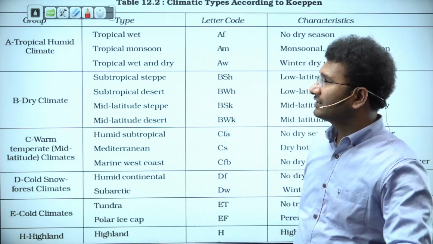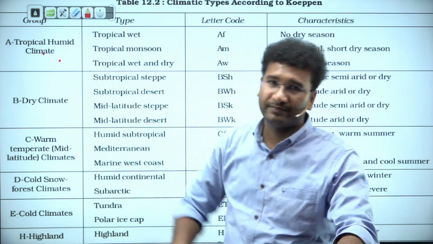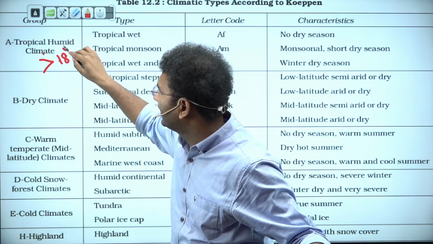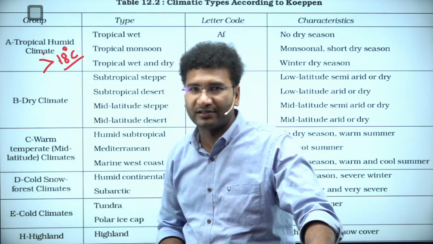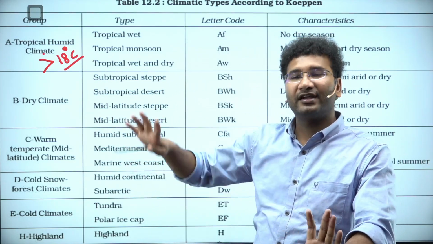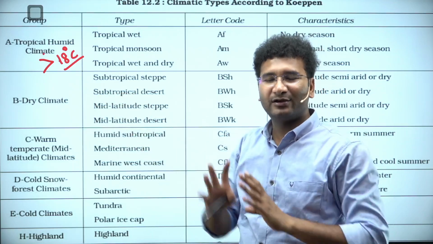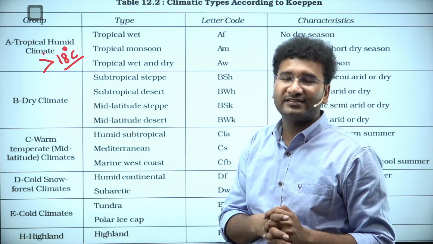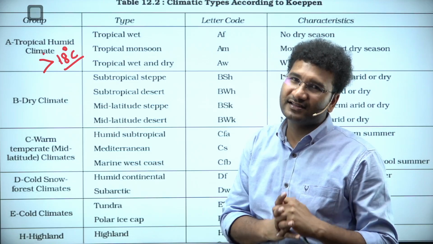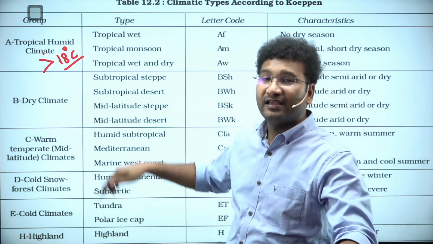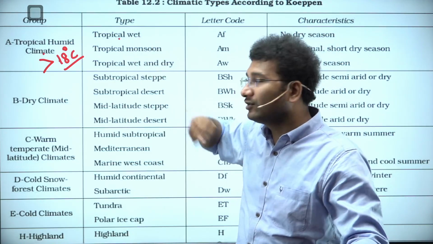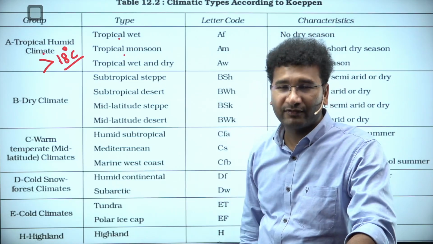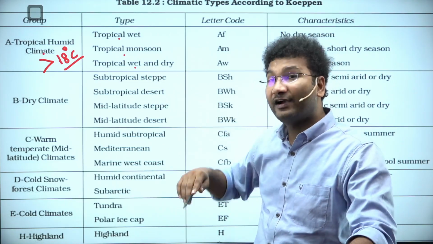The divisions of this climate are within the A type. A type is greater than 18 degrees Celsius in the coldest month. Let's say Tamil Nadu or the state of Telangana is having the coldest temperatures greater than 18 degrees Celsius. Now within that, he'll divide whether it could be a tropical wet type of climate, a tropical monsoon type of climate, or a tropical wet and dry climate.